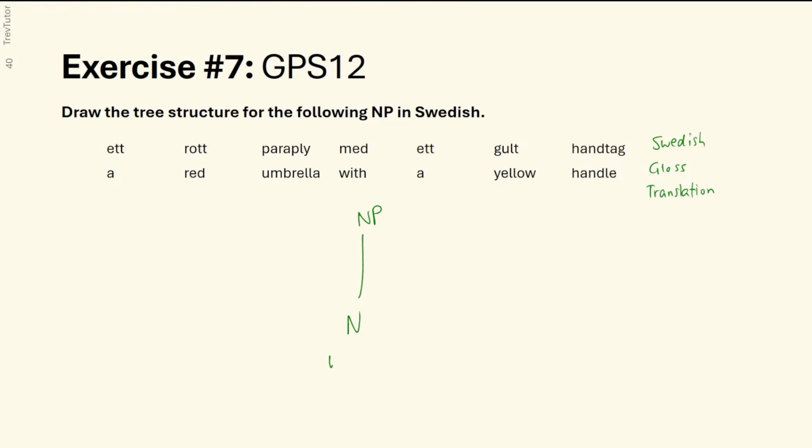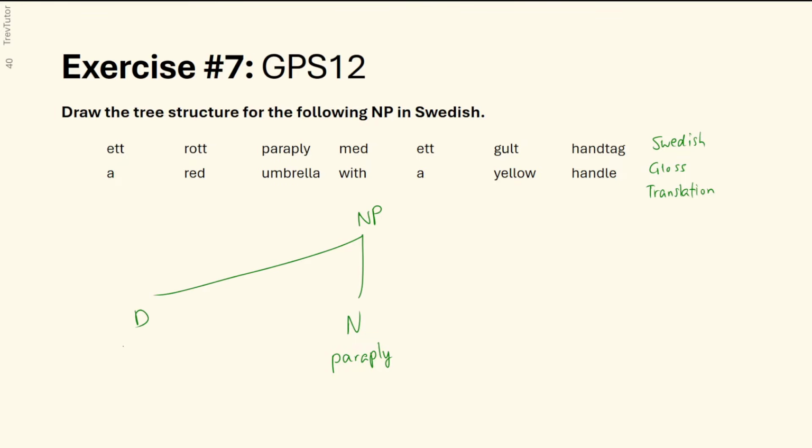So umbrella is going to be the head of this phrase. Like, what are we talking about? An umbrella. Like, that's what we're talking about. And I really should be using the Swedish words in this. So I will use it. So this is paraply. I don't know how to pronounce this. I'm sure I'll butcher it if I try to say anything.